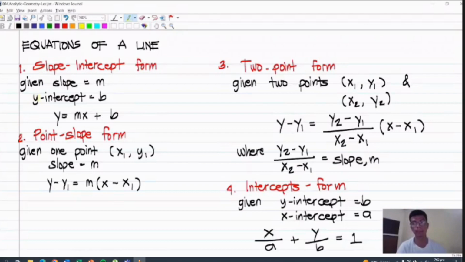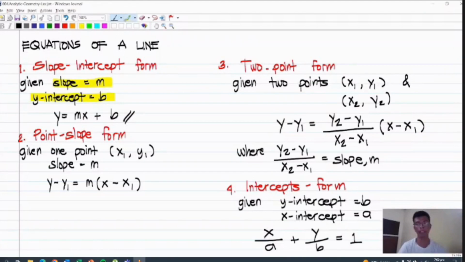Ginagamit natin ang slope-intercept form kapag ang given ay slope, which is yung m, and the y-intercept, which is the b. And ito ang pattern: y is equal to mx plus b. So, dapat kabisado natin ito.